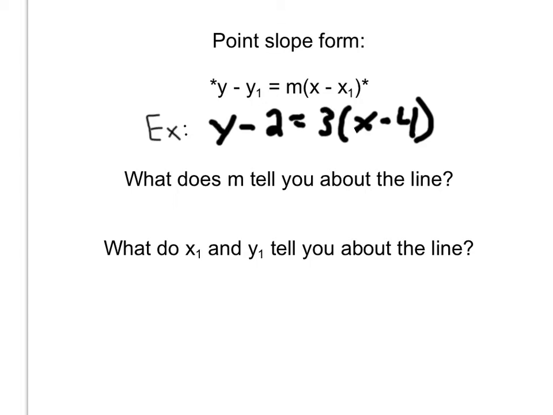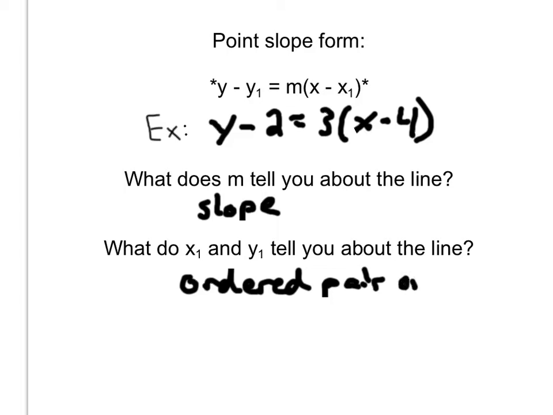Okay, well, let's think about this. What does m tell you about the line? Well, we know that variable from before, so my m always tells me the slope. Okay, and x1 and y1 tell you something about the line too. x1 and y1 give you an ordered pair, okay, or a coordinate for the line. So they tell you an ordered pair that is on the line.